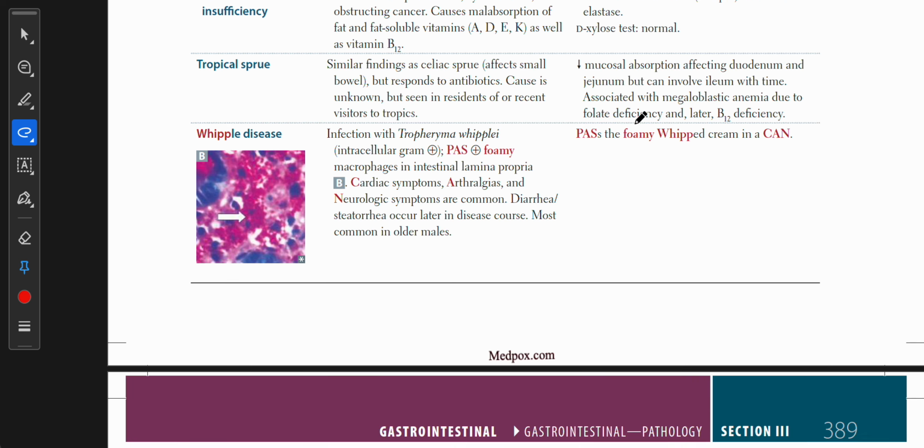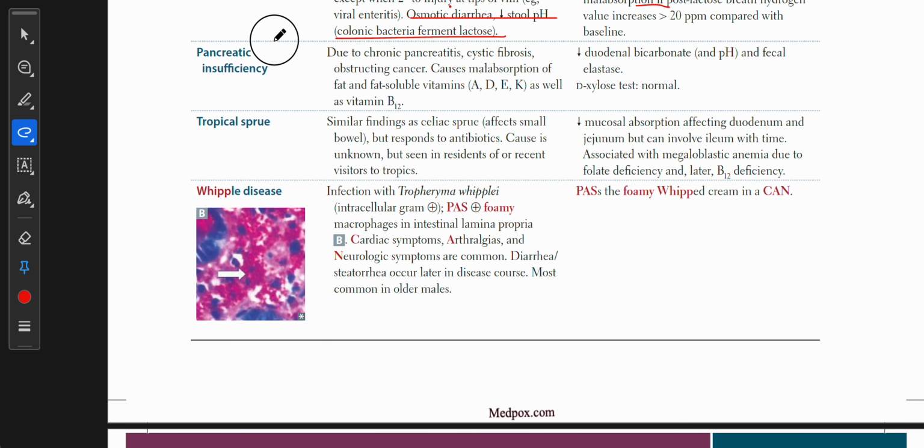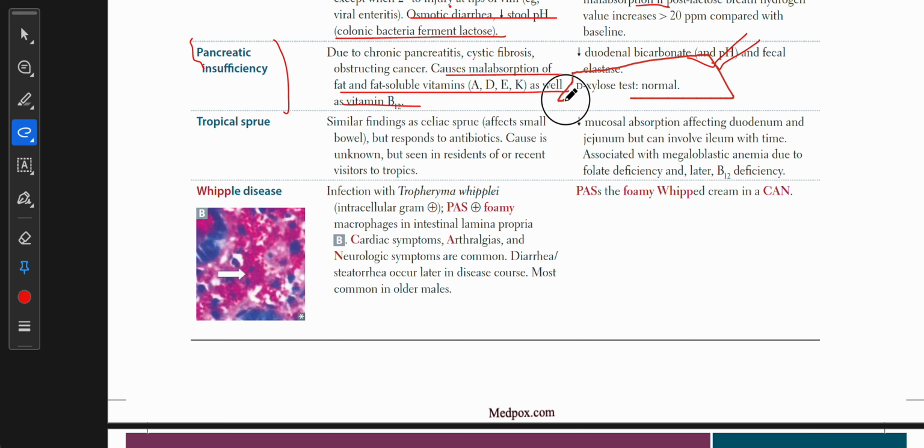The other one is pancreatic insufficiency. Pancreatic insufficiency due to chronic pancreatitis, cystic fibrosis, or obstructing cancer causes malabsorption of fat and fat-soluble vitamins like A, D, E, K and also vitamin B12. It will lead to decreased duodenal bicarbonate, increased stool pH, and decreased fecal elastase, right? The D-xylose test is a normal test.